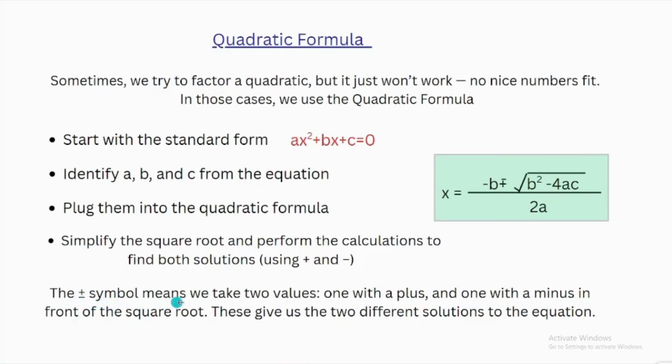The plus or minus symbol means we take two values. One solution is x equals negative b, using the minus to complete the formula, and the other solution is x equals negative b, using the plus, to complete the formula. The plus or minus symbol means to take two values, one with a plus and one with a minus, in front of the square root. This gives us the two different solutions to the equation.